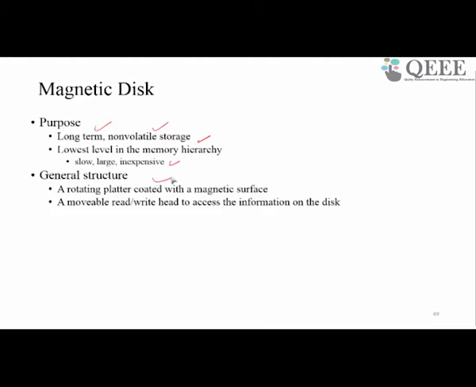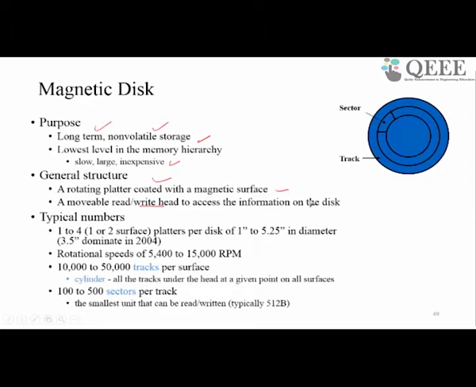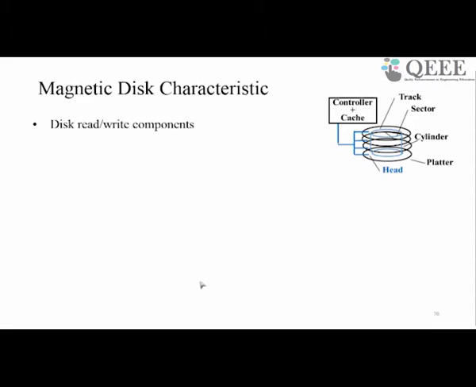Generally it has a rotating disk coated with a magnetic surface, and a removable read-write head that moves and accesses the information. Typically 1 to 4 platters may be there per disk. Rotational speed can vary depending upon the speed of the disk in terms of RPM. The number of tracks per surface and the number of sectors per track can also differ.